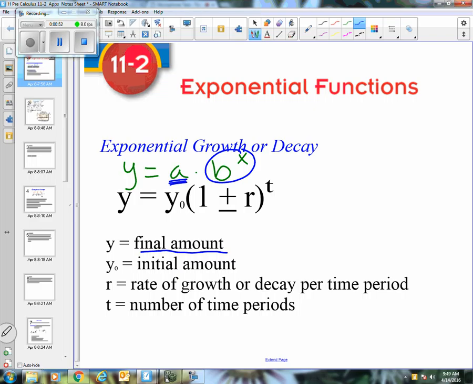So the initial or starting amount then is always this value out front, this y0. It's whatever it is at time 0, like that y-intercept value. So that initial starting point in your population, whatever it is you're looking at, either growing or decaying.